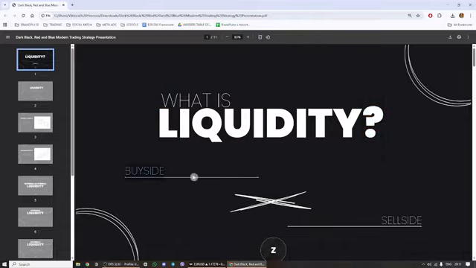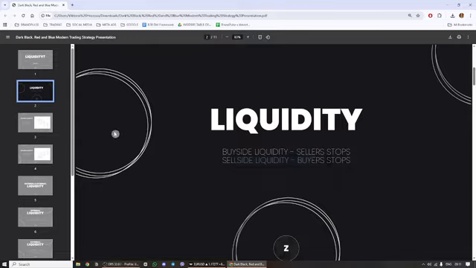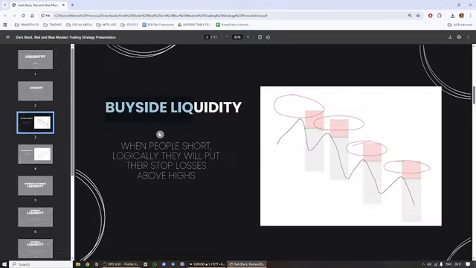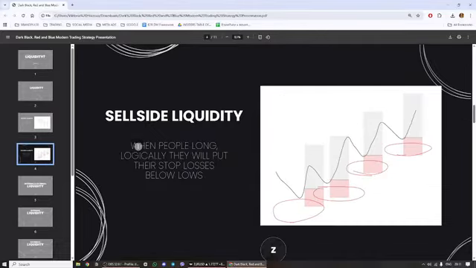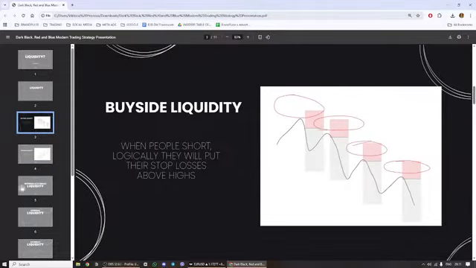So liquidity is buy side and sell side. What is buy side? Seller stops. Sell side is buyer stops. Buy side liquidity: when people short, logically they will put their stops above the highs, right? You enter here, your stop will be above the high, and so on. Sell side is the opposite. When you long, your stop loss will be below the low, and so on. That is sell side liquidity, and this is buy side liquidity.